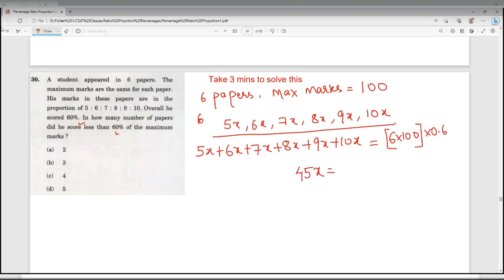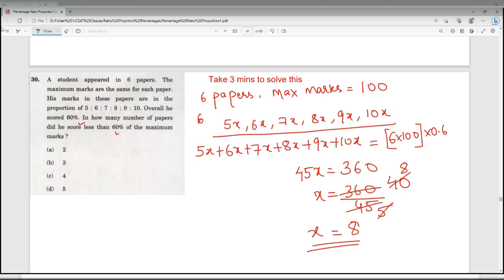This is 600 times 0.6, 60% of 600 is 360. 6 times 6 is 36, 360. And x is equal to 360 by 45. If I take 9s off, 9 5s are 45, and 4s off, 5 8s are 40. x is equal to 8.